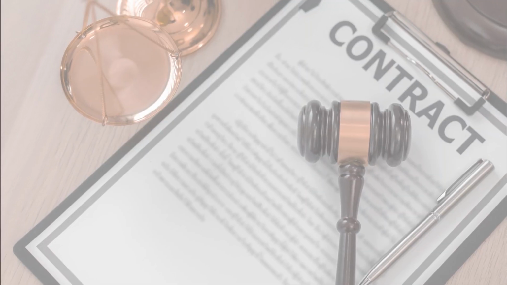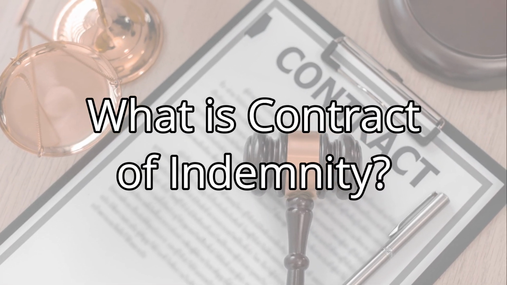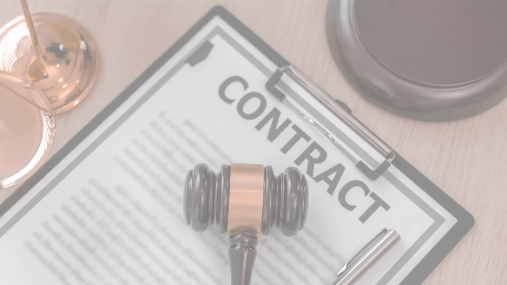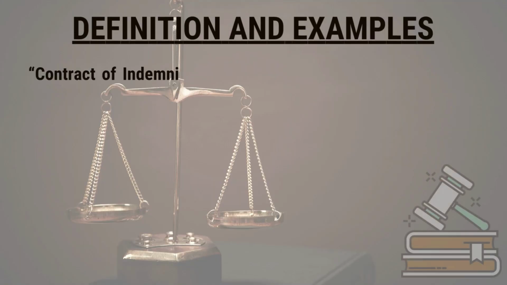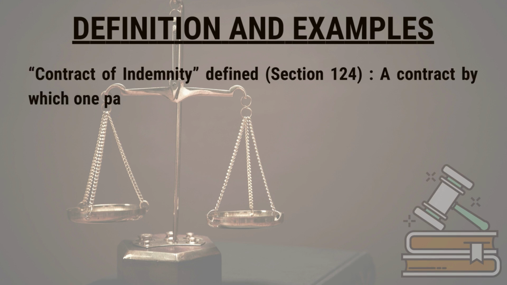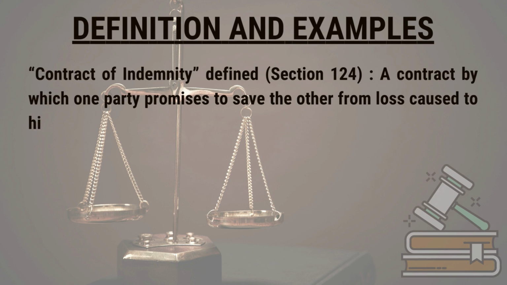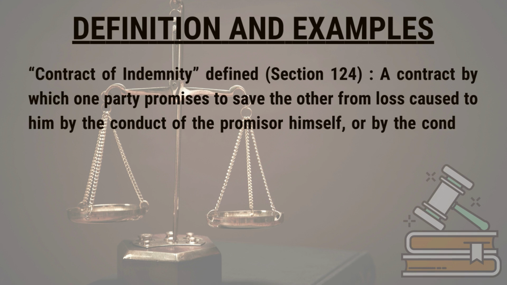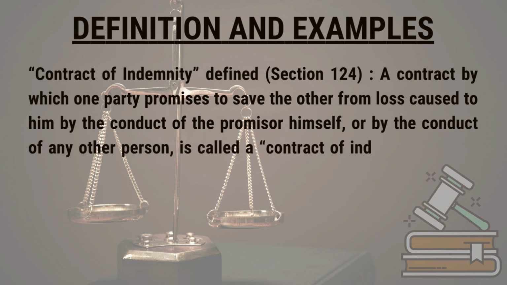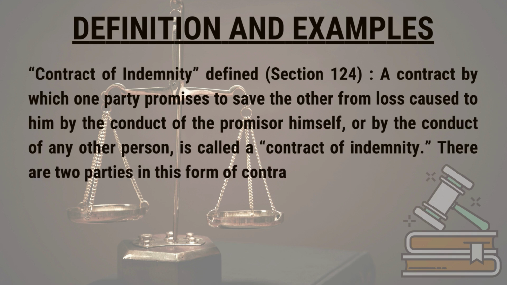Let us understand what a contract of indemnity is. This is defined under section 124, whereby the law says it is a contract by which one party promises to save the other from loss caused to him by the conduct of the promisor himself or by the conduct of any other person. Then this kind of contract is a contract of indemnity.